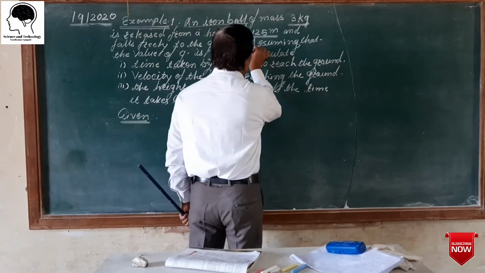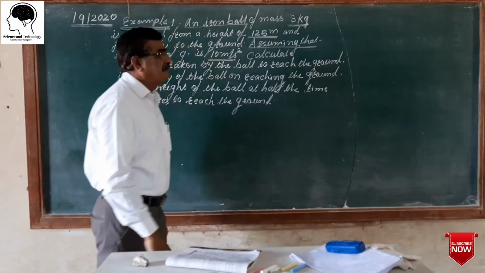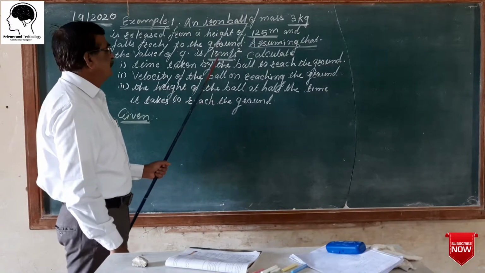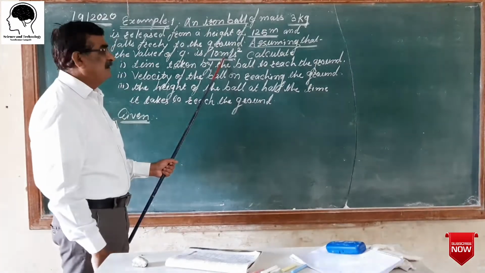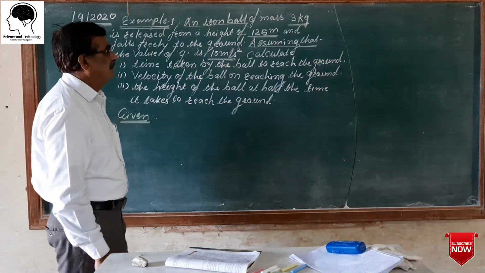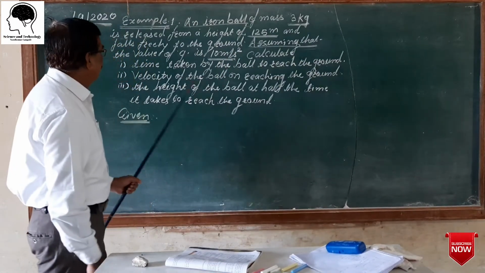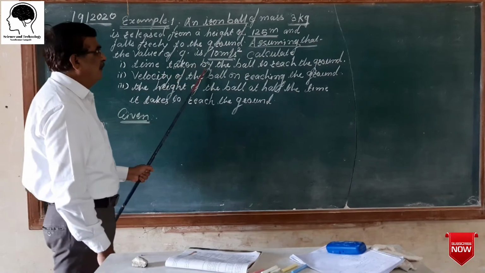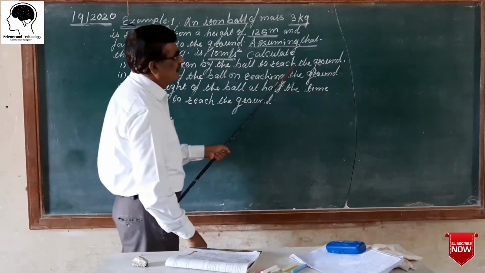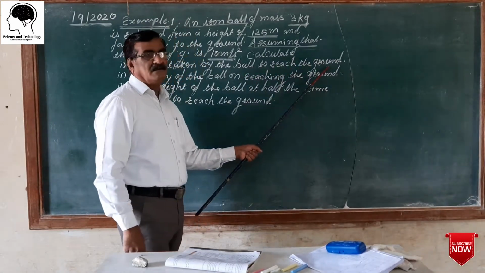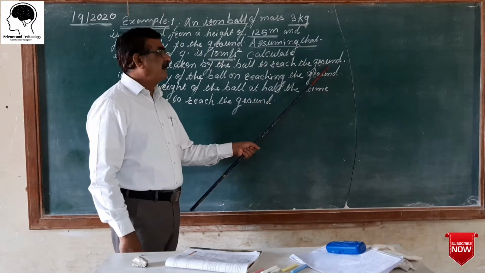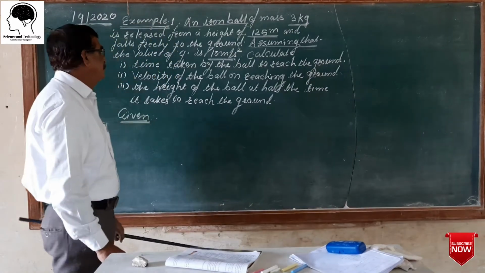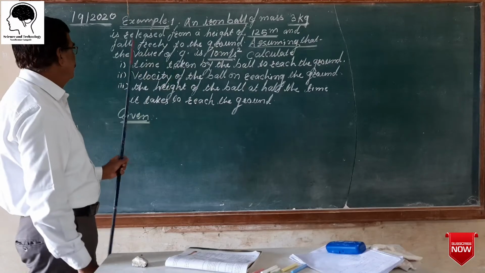Here we have to assume that the value of gravitational acceleration, that means g, is 10 meters per square second. They ask you to calculate first the time taken by the ball to reach the ground when it is released from 125 meters. How much time is required to reach the ground? First question in this example.